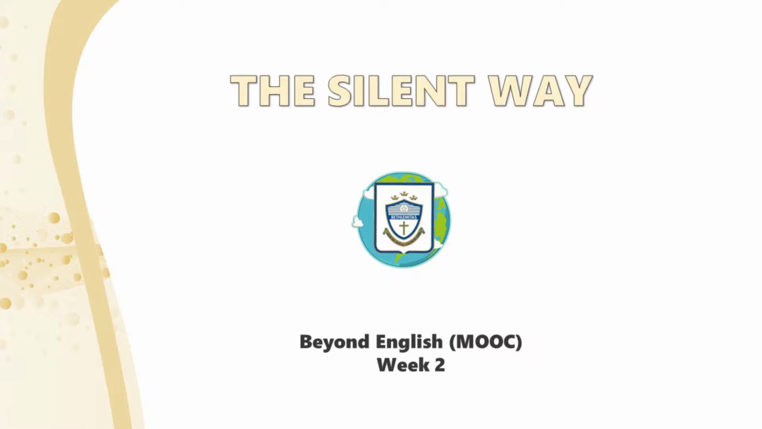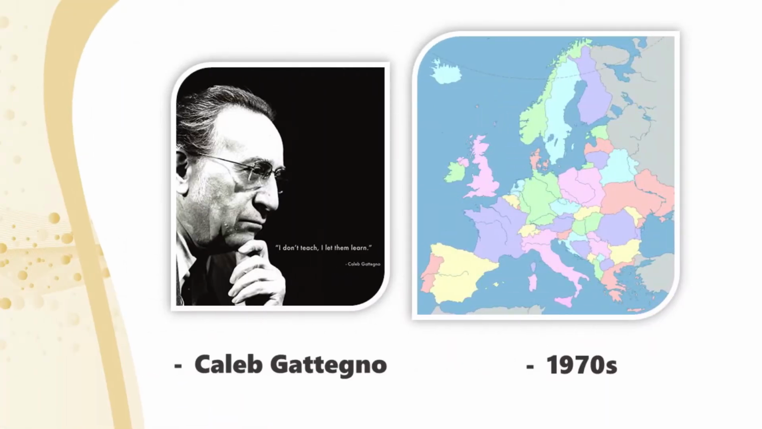Now that we went through a full week in which we explored all methods that were used a long time ago, we are going to jump a little further in history by bringing up to the table this very meaningful method which was proposed in the 1970s by Caleb Gattegno in Europe.